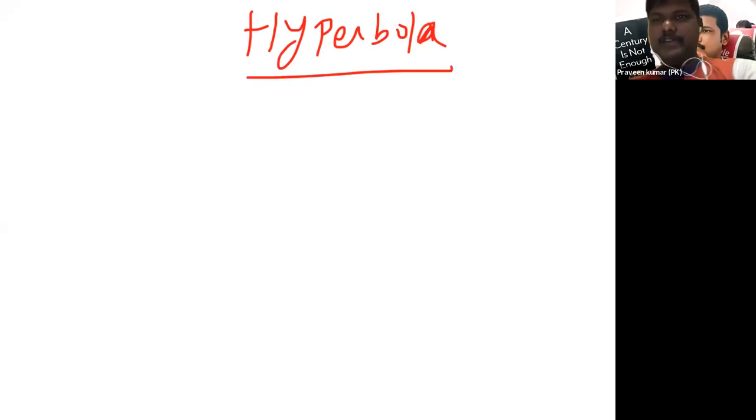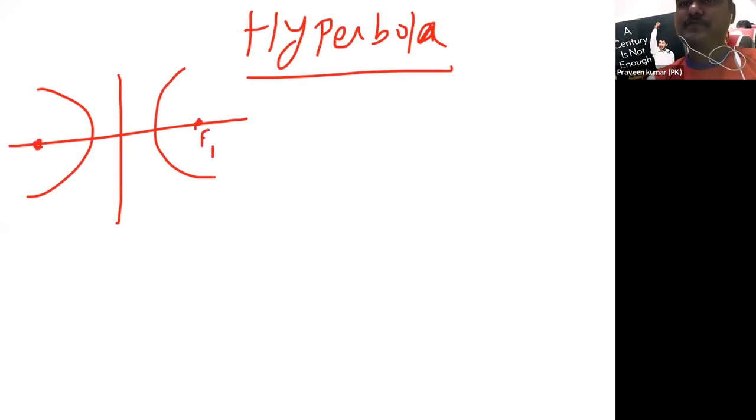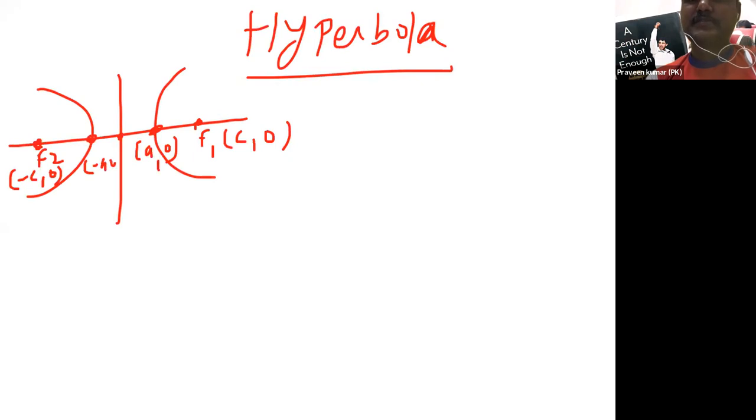Next we can move to the hyperbola, the next concept. Small variations will be there in the hyperbola. Okay. The diagram is like this. This is the focus, F1 c comma 0, F2 minus c comma 0. A is here, a comma 0 and minus a comma 0. The origin, x-axis, y-axis.